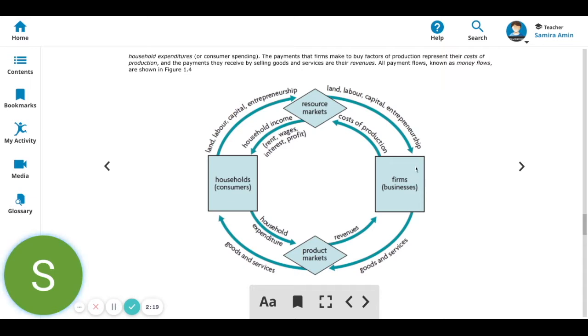The households have sold their resources, and the firms use those factors of production, CELL, and make goods and services, and they sell them in turn in the product markets where the households purchase them. Okay, so that's how the resources and the products and services are flowing. And then we come to what they get in return. So in return for the resources which households give, they earn income: rent, wages, interest, and profit.